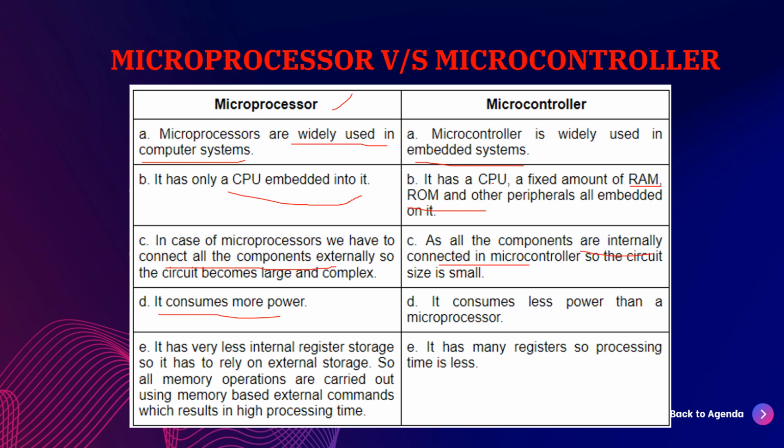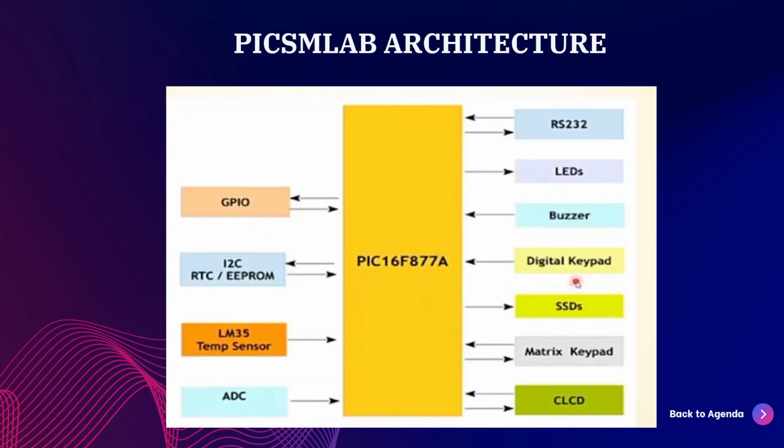A microprocessor consumes more power, but a microcontroller consumes less power than a microprocessor. A microprocessor has less internal register storage, so it has to rely on external storage. So all the memory operations are carried out using memory-based internal commands, which results in high processing time. Whereas a microcontroller has many registers, so its processing time is very low compared to the microprocessor.